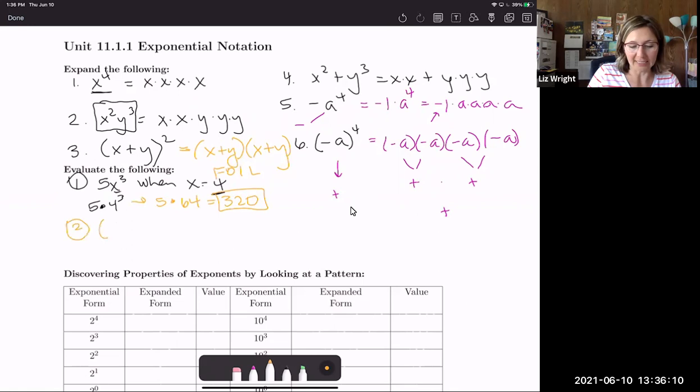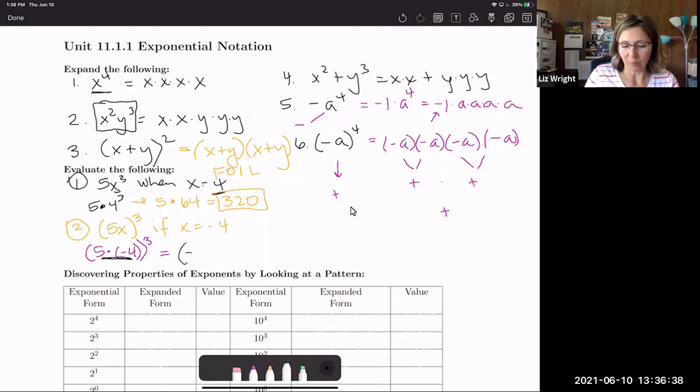For our next one, it's similar, but not the same. This time we are taking that entire quantity of 5x and we are raising it to the third power. And that is if x equals -4. So this time we've got a -4. So we are going to do 5 times, I'm going to put parentheses around my -4, and we're cubing it. Order of operations says go inside the parentheses first. Let's take 5 times -4, which is going to give us -20, and -20 cubed.